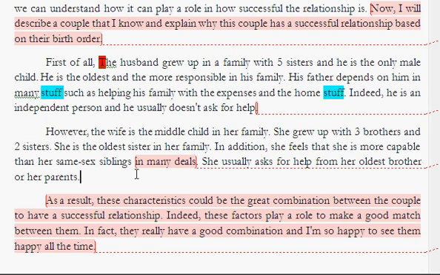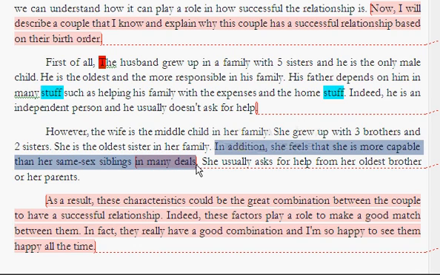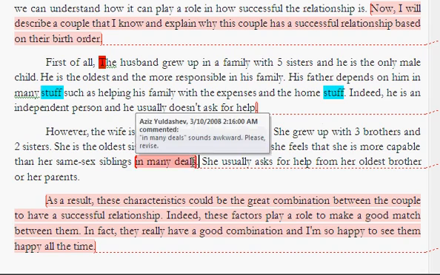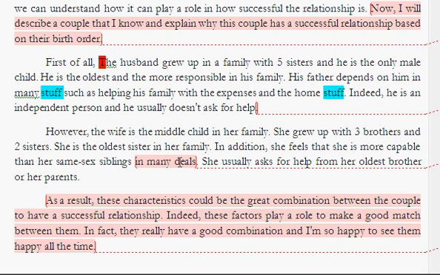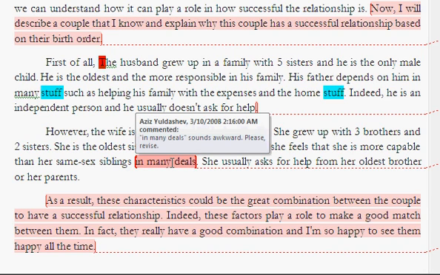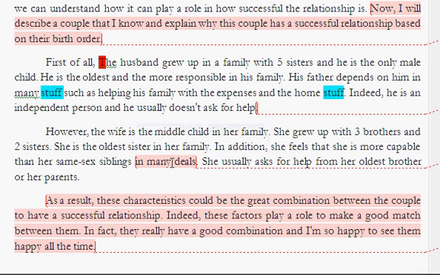In particular, I'm interested in the following sentence. Let me read it first. "In addition, she feels that she is more capable than her same-sex siblings in many deals." "In many deals" has been highlighted by the instructor, and the comment was that it sounds kind of awkward. Please revise. So, it sounds awkward and we don't really have any other specific information.